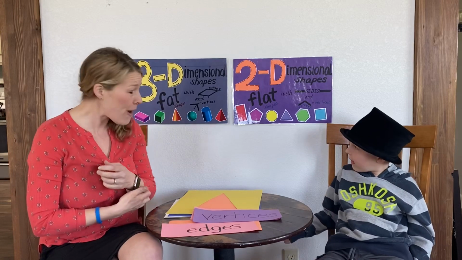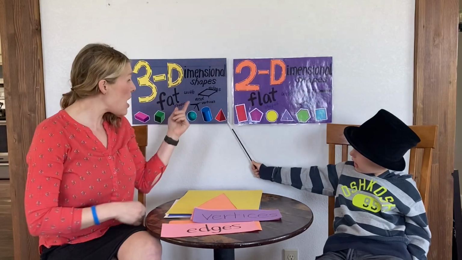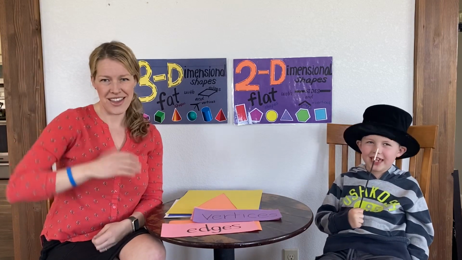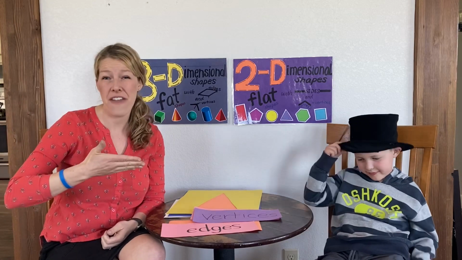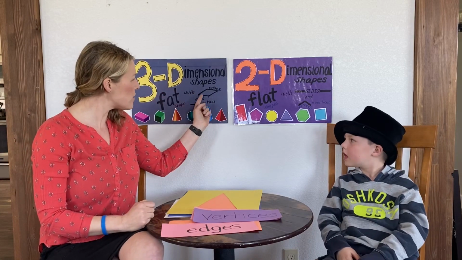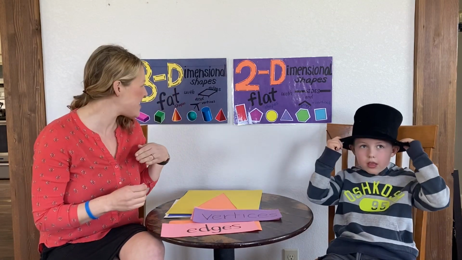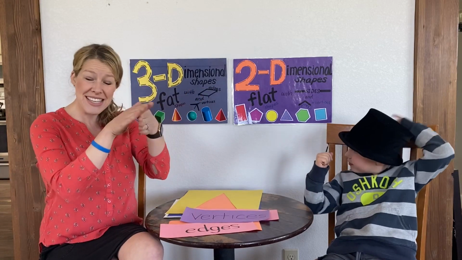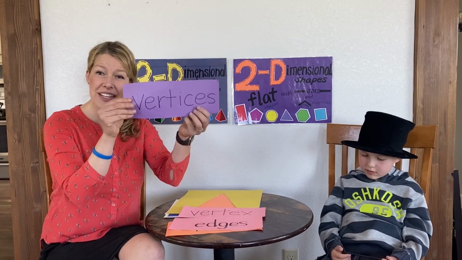They also have different parts. Instead of just having sides and vertices, they have something called faces. That means you can see the different sides of the shape, and each side is called a face. Those lines where the faces come together are called edges. And those little pointy parts on a 3D shape, where all of those faces and edges come together, are also called vertices.